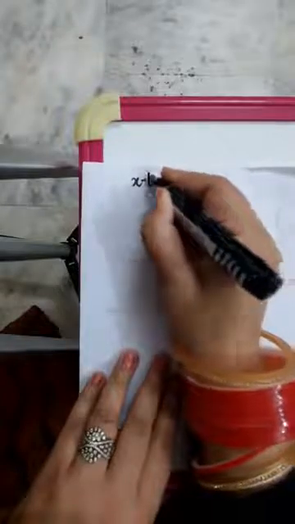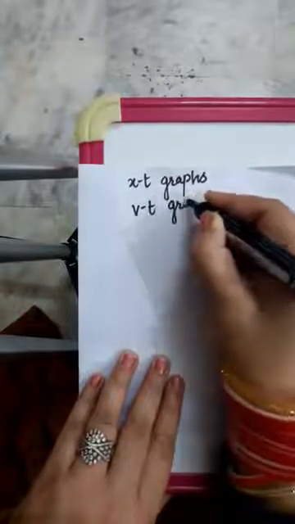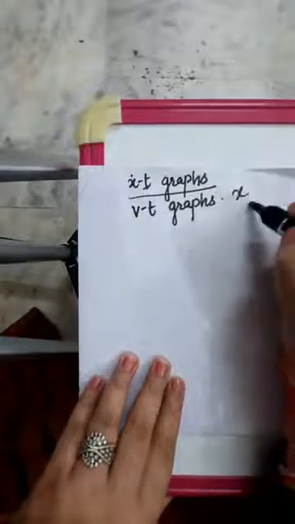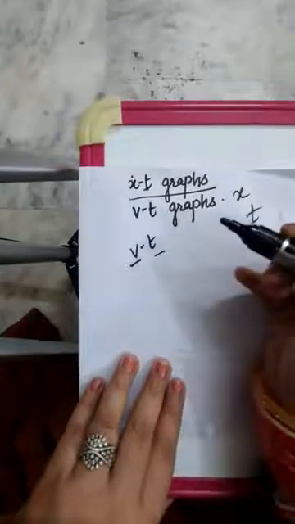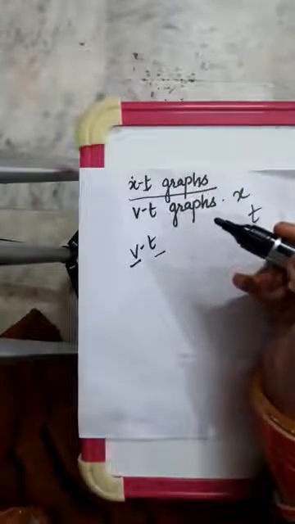Dear students, in this video, we are going to discuss XT graphs and VT graphs. XT graphs are position time graphs. X refers to position and T refers to time. VT graphs are velocity time graphs. Both these graphs are used to represent motion.